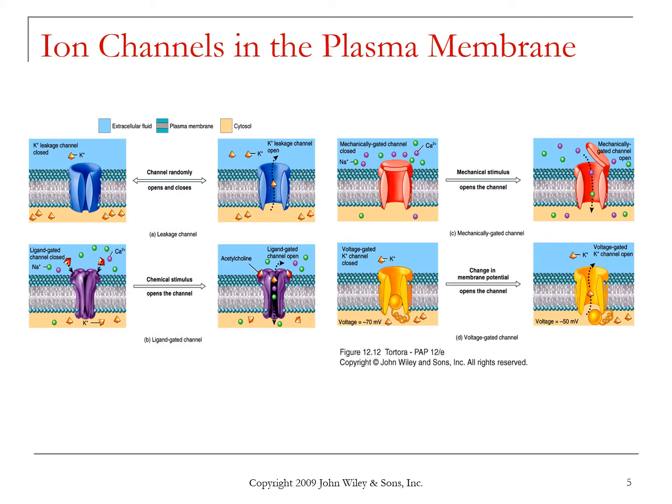Here we have depicted some of the ion channels located in the plasma membrane of neurons. Neurons have a lot of leaky potassium channels. When these channels are closed, they block the flow of potassium, but they randomly open to allow for the efflux, or outward flow, of potassium, because as you can see, the concentration of potassium is higher on the inner side of the membrane in the cytosol.